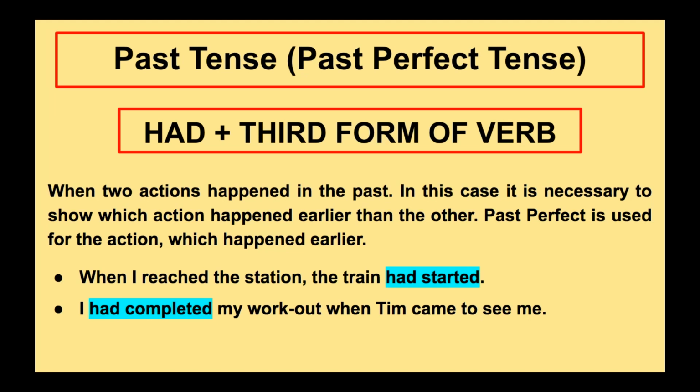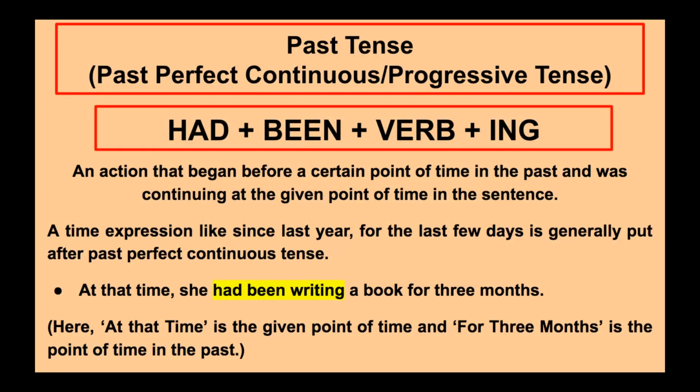When I reached the station, the train had started. I had completed my workout when Tim came to see me. Now let us talk about past perfect continuous tense. The rule is had plus been plus verb plus ing.